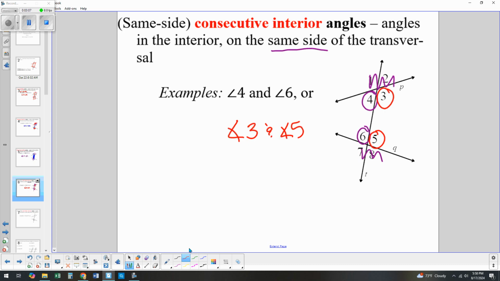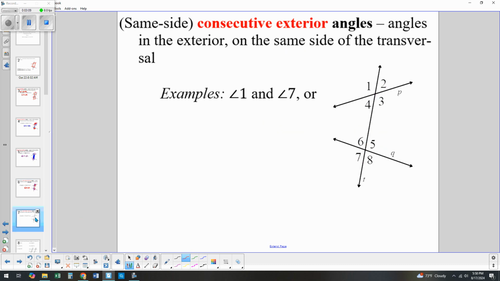If we have same side interior, we're also going to have same side exterior or consecutive exterior. So let's eliminate all our interior angles. Angle 1 from our top car is on the same side of the line as angle 7. And then angle 2 would go with angle 8.